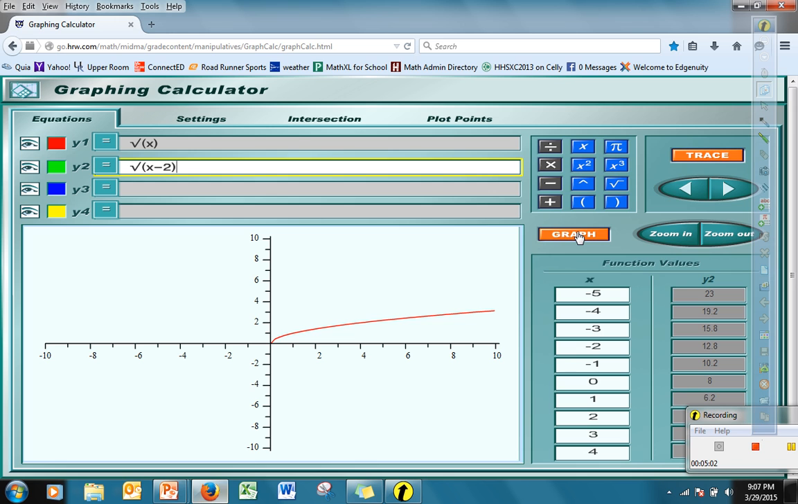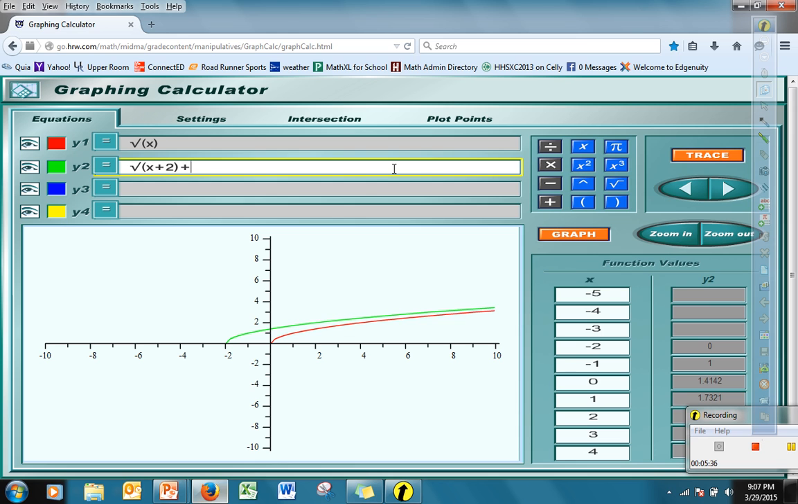And hopefully you said 2 to the right. Notice that minus 2 in there slid it over 2 units. Guess what a plus 2 is going to do? It's going to slide it to the left 2 units. So the same rules of the parabola apply.